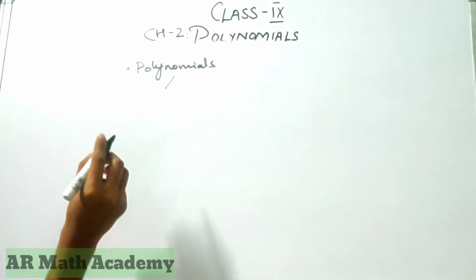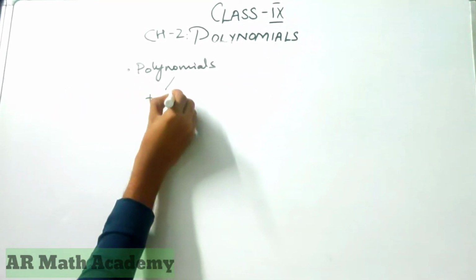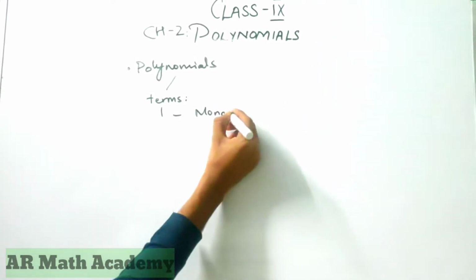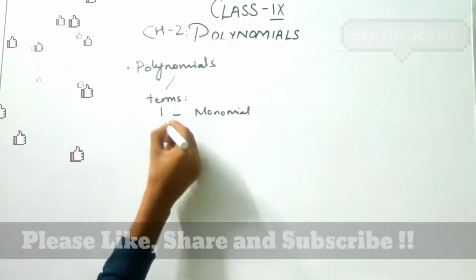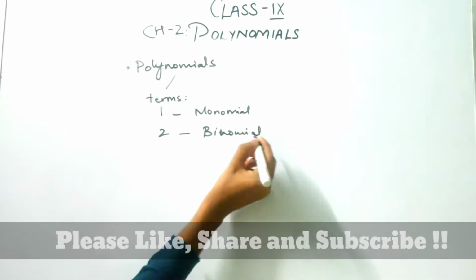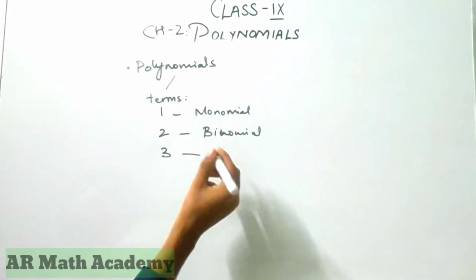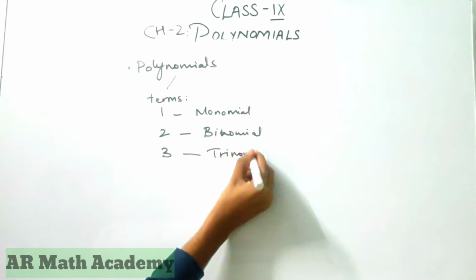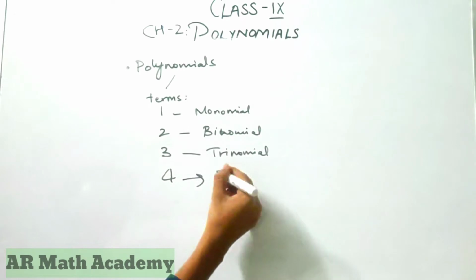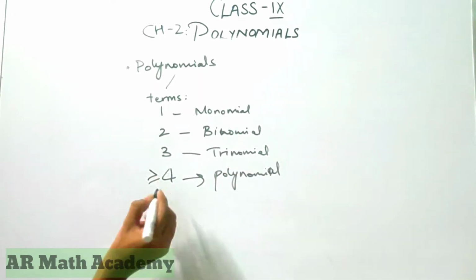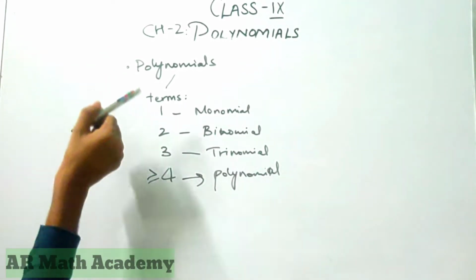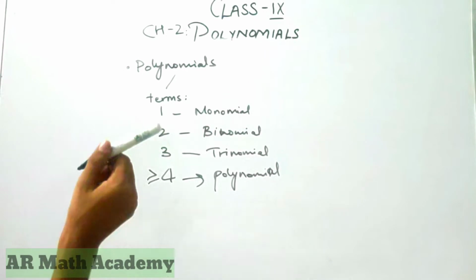When we classify them based on the number of terms, if a polynomial has one term, then it is called a monomial, where mono means one. If a polynomial has two terms, then it is called a binomial. If it has three terms, then, you guessed it, it is a trinomial. And four or more terms, then it is called a polynomial. So based on the number of terms, it can be classified into a monomial, a binomial, a trinomial, and a polynomial.